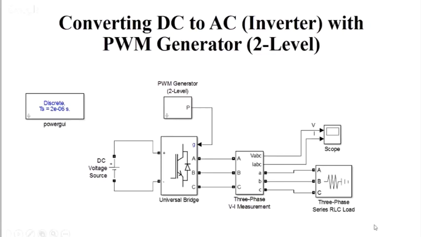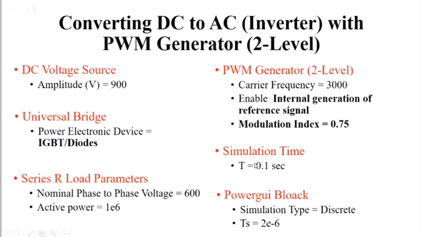In this we have taken the series RLC load, universal bridge, and three-phase VI measurement device. We are taking a DC voltage source of 900 volt. The universal bridge is of IGBT diode type, and the R load is of 600 volt, and the active power required by it is 1 megawatt. Similarly, the PWM generator 2 level has a carrier frequency of 3000. You can change your carrier frequency according to your design. Okay, and in this, let me show you something first.